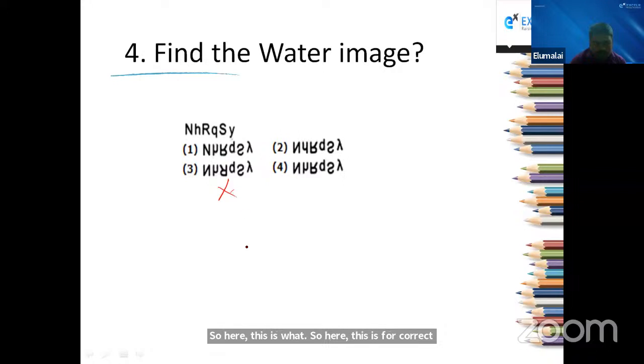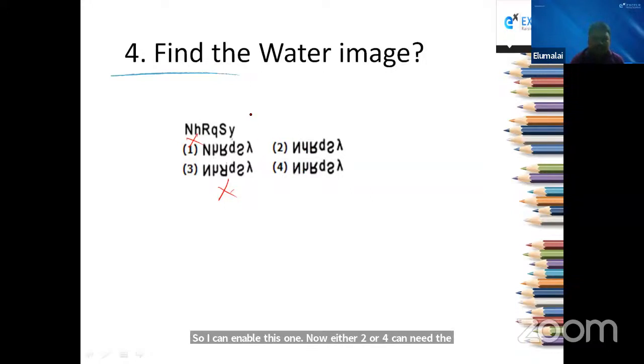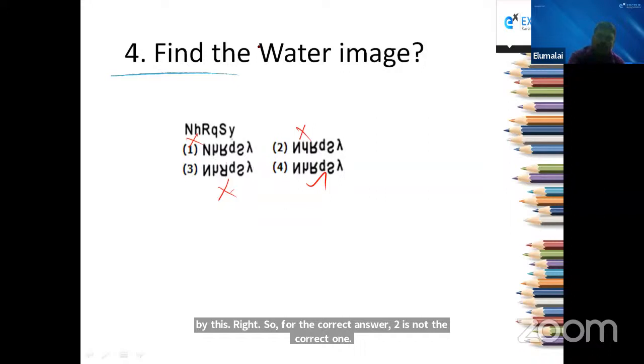So this one is not the correct one, right? Yes. So by seeing this R, I have eliminated this one, right? Then N. So N is as in the original, right? That is not possible. So I can eliminate this one. Now either 2 or 4 can be the answer, right? So I have left with only H. So if you check this H, right, one vertical followed by this side view, right? So 4 is the correct answer, 2 is not the correct one. So answer is option 4. I hope you can understand this.